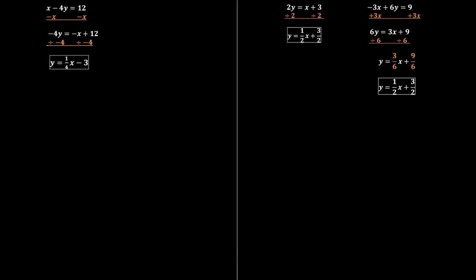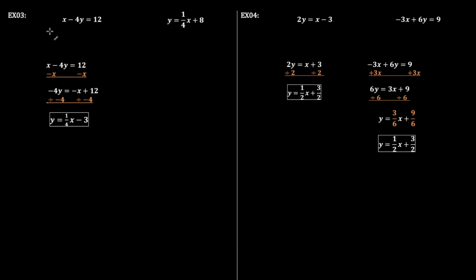All right. So example number 3: the first equation is x minus 4y equals 12, and the second one is y equals 1/4 x plus 8. I need both of these to say y equals so I can push them together, so I converted the first one. First one was x minus 4y equals 12. I subtracted x from both sides, and I got negative 4y equals negative x plus 12.